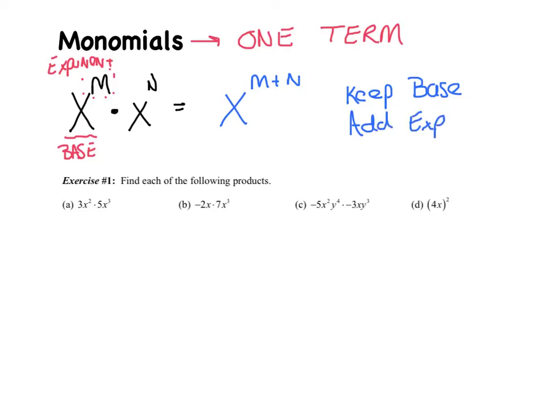All right, so exercise 1. Find each of the following products. So 3x squared times 5x cubed. Well, 3 and 5 are called those coefficients. We're just going to multiply those. 3 times 5 is 15. Now I have x squared times x cubed. So I'm going to keep the base and add the exponents. So I've got 15x to the 5th. You try the next one.